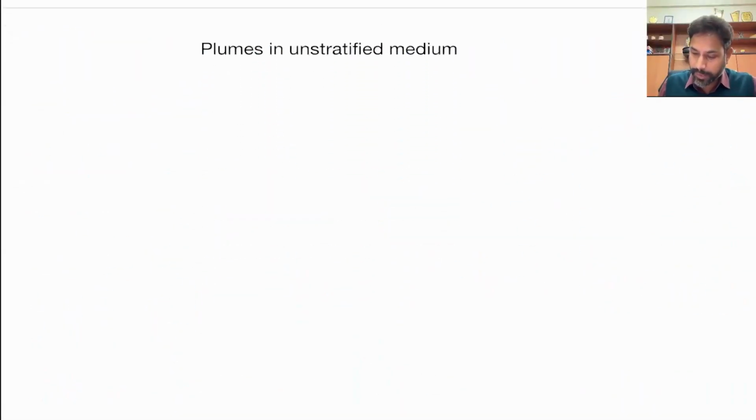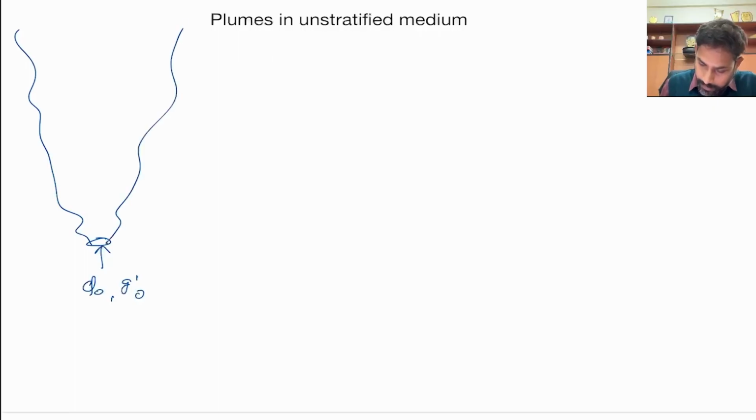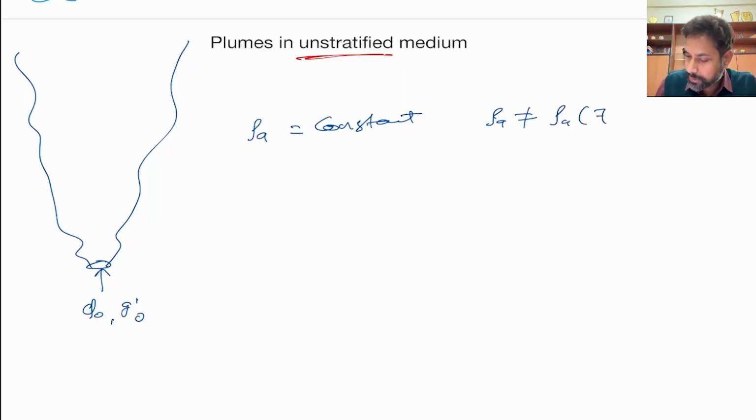Okay, so now coming back to the plume, let's see what different behavior we find in the case of a plume. Let's assume that there is this injection Q naught and g prime naught, and that is creating a plume as we saw in the previous slide. We are assuming that rho ambient is constant, which means the medium is unstratified, so rho is not changing with height. Rho is not a function of z.